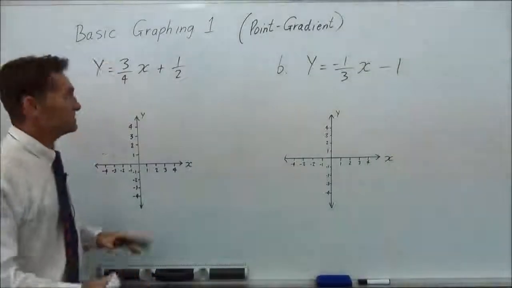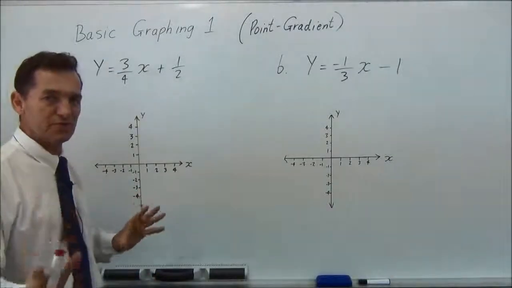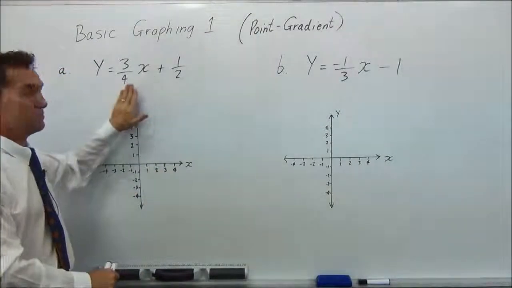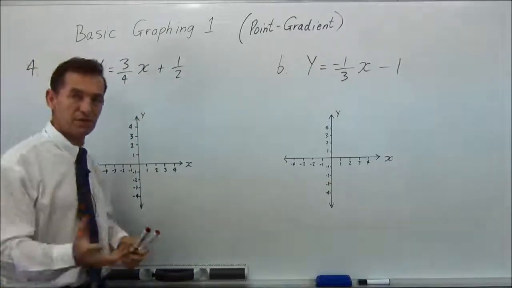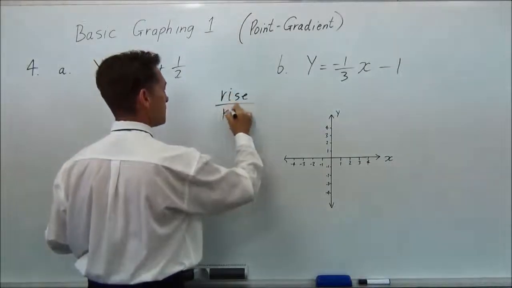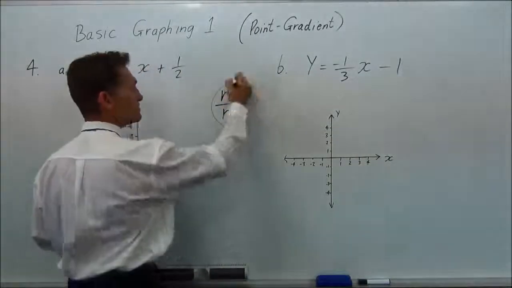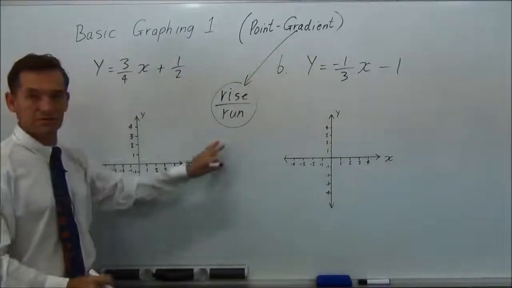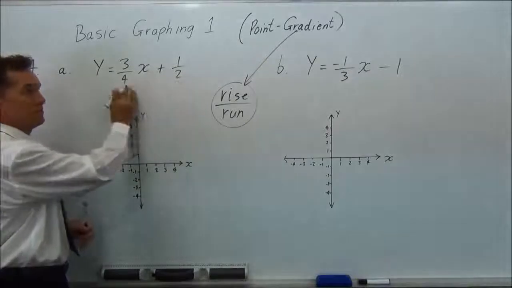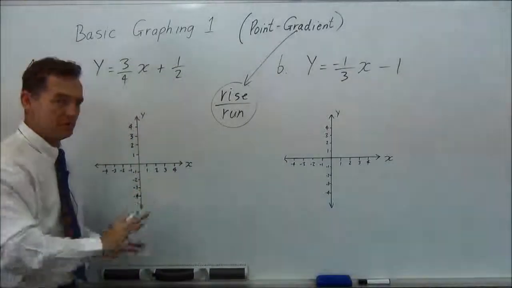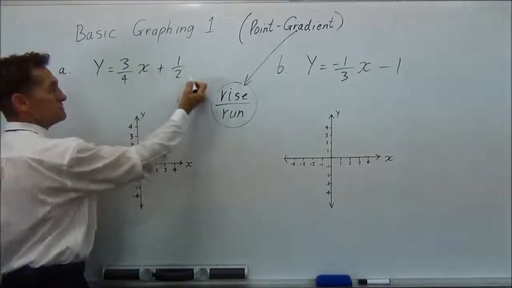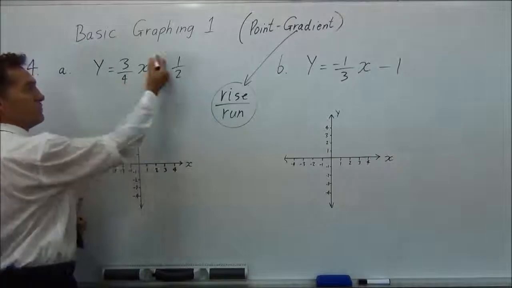G'day again. So this would be the best way to do graphing as fast as you can in any test. This is point gradient, so that's the point and that's the gradient. So what is the gradient? Well, the gradient is rise over run. Okay, it's important to remember that is the gradient. So to draw this very quickly, there's your point, there's your gradient, two dots, and you've got the line and you're finished.